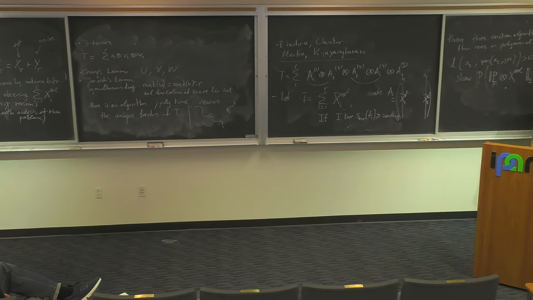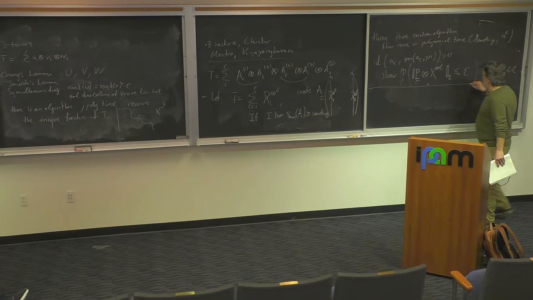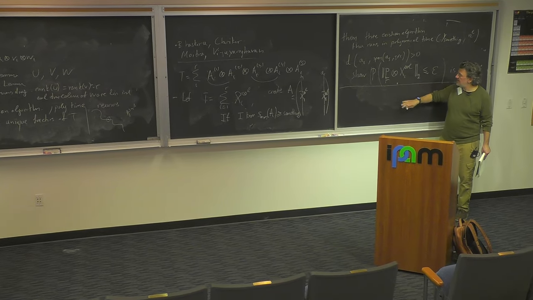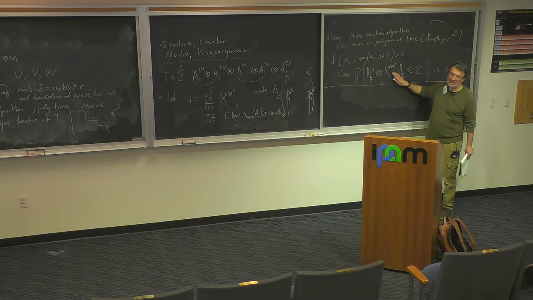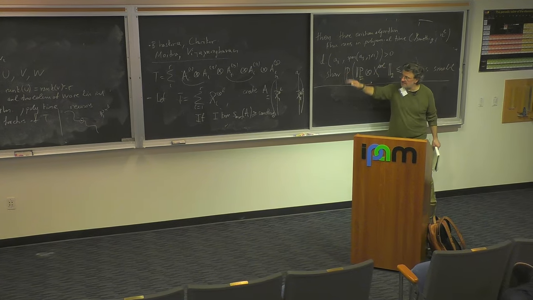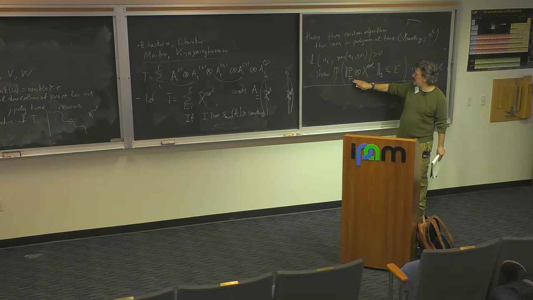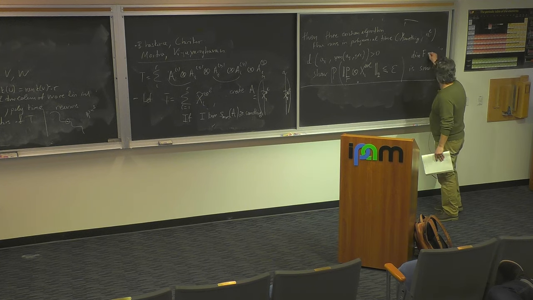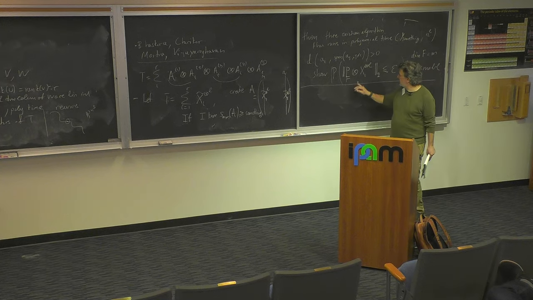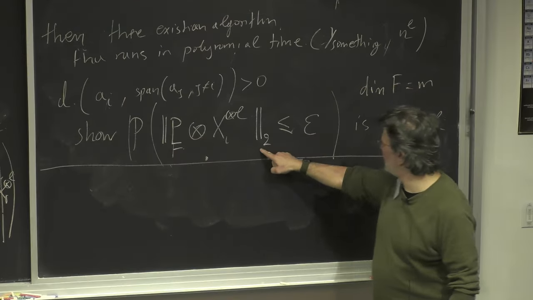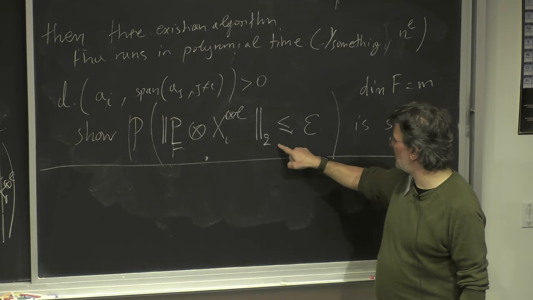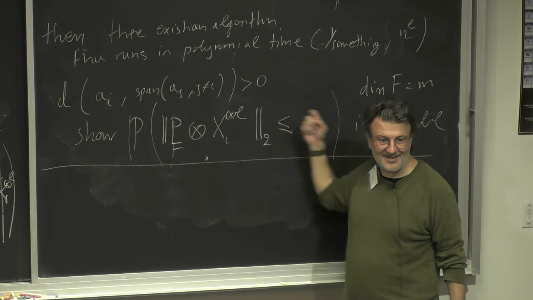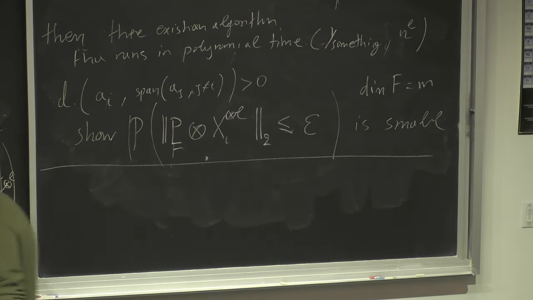Okay, so at least I arrived at my first goal. My problem is to understand the probability that if I take my random tensor, which is a perturbation around something fixed, and project it on a subspace, whose dimension will be M, the norm of this is small. But this means that the probability to be in a small ball is small. That's why these are called small ball probabilities.